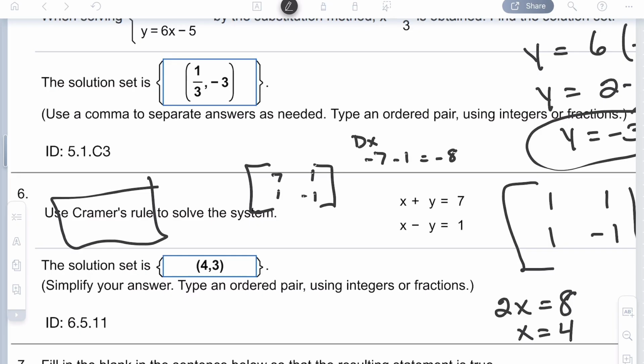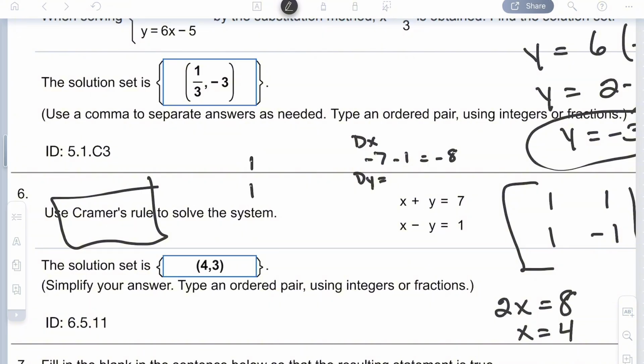right? So 7 times -1 is -7, and you're going to subtract 1 times 1. And then that is your D sub X. And then you're going to do the determinant of the original matrix to figure out what your D is. The D just stands for the determinant. And so then you do it for the Y column.